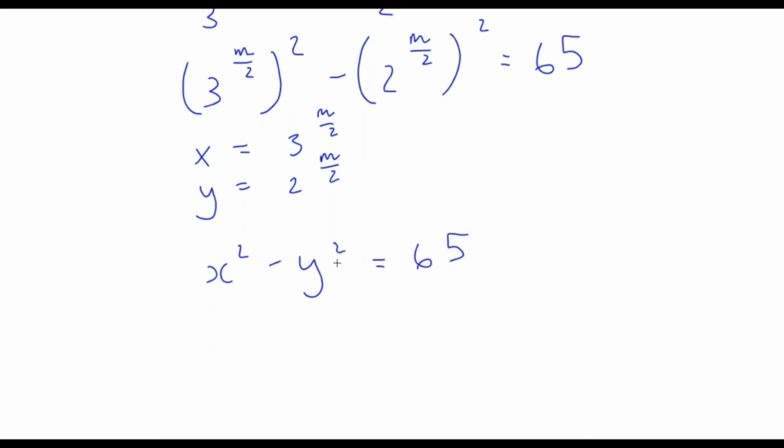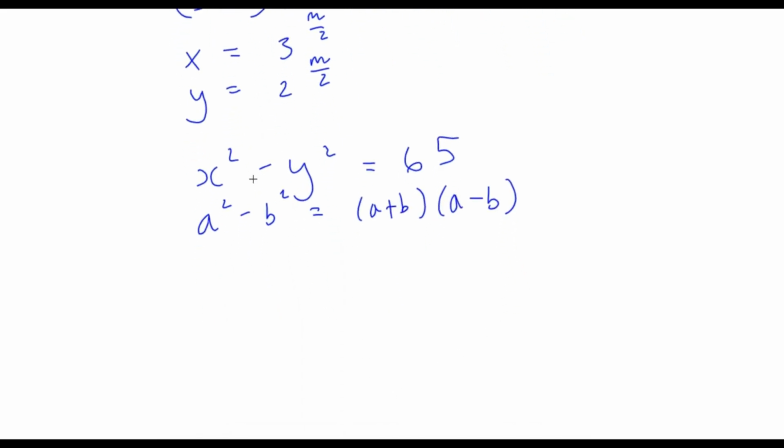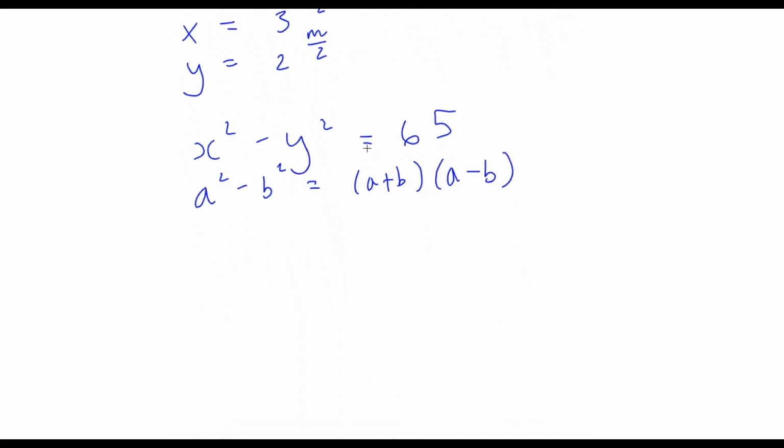So now let's go ahead and solve this problem. If we have something in the form a squared minus b squared, this is equal to a plus b times a minus b. So x squared minus y squared is in the same form, meaning x squared minus y squared is the same thing as x plus y times x minus y, and now this is equal to 65.